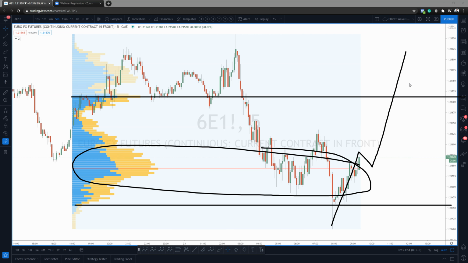Outside value means cheap prices. That's my area, around the 70s. If it moves a little bit higher than the 70, fantastic. If not, if the price just comes upside here and reverses and re-enters the profile, I will sell it from there. All right, that's the plan on the euro.